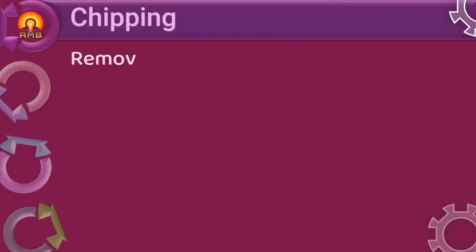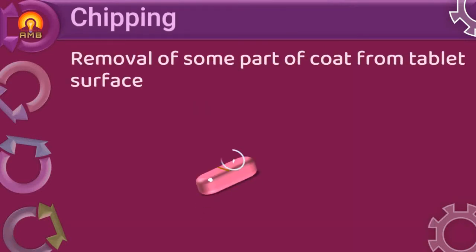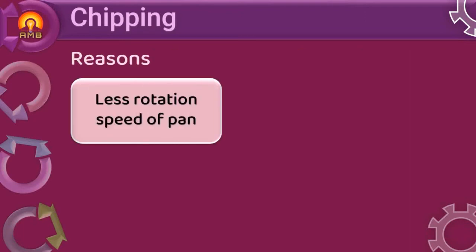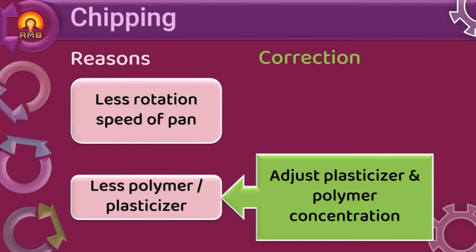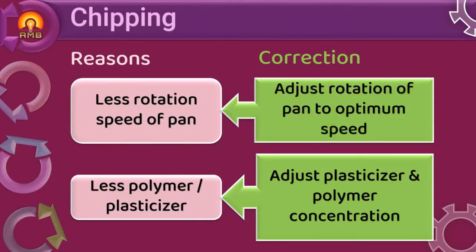Next defect is chipping. Removal of some parts of the coat from the tablet surface, mostly from the edges, is called chipping. It takes place due to decrease in the rotation speed of the pan and less polymer and/or plasticizer concentration in the coating solution. It is corrected by increasing hardness of the film by adjusting the concentration of plasticizer and polymer in the coating solution and adjusting rotation speed of the pan to its optimum speed.